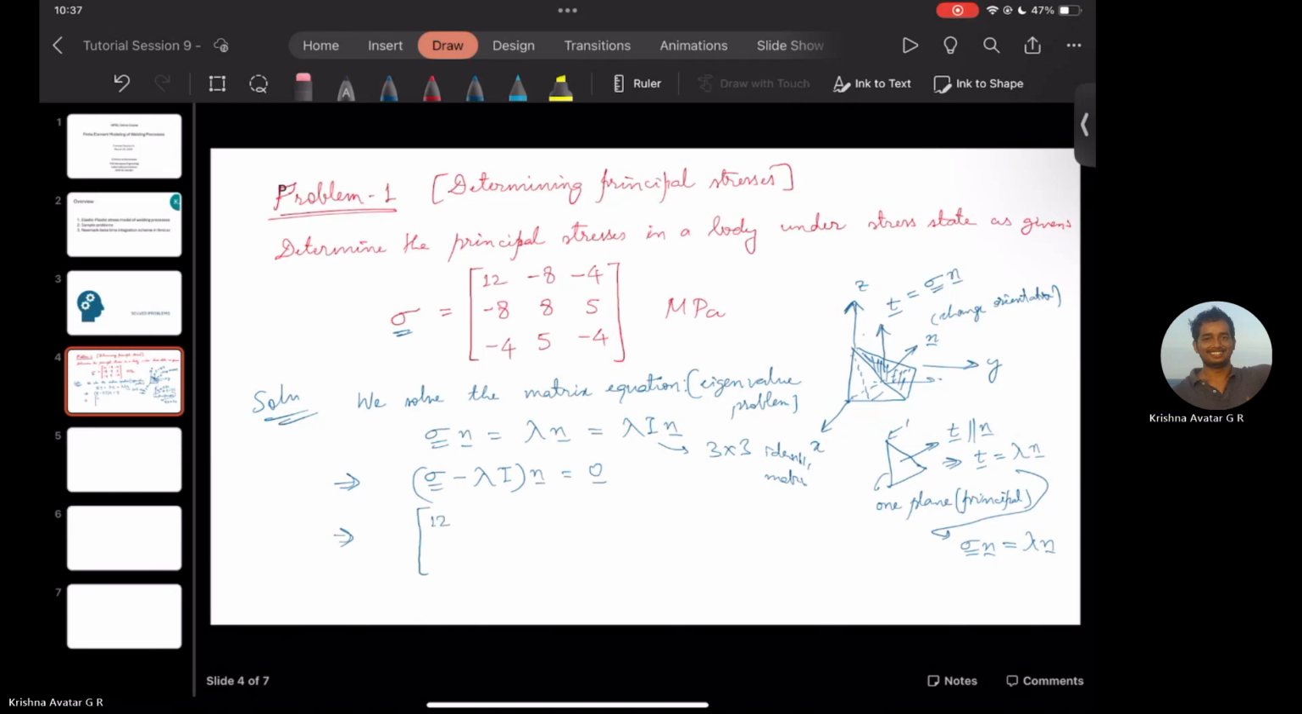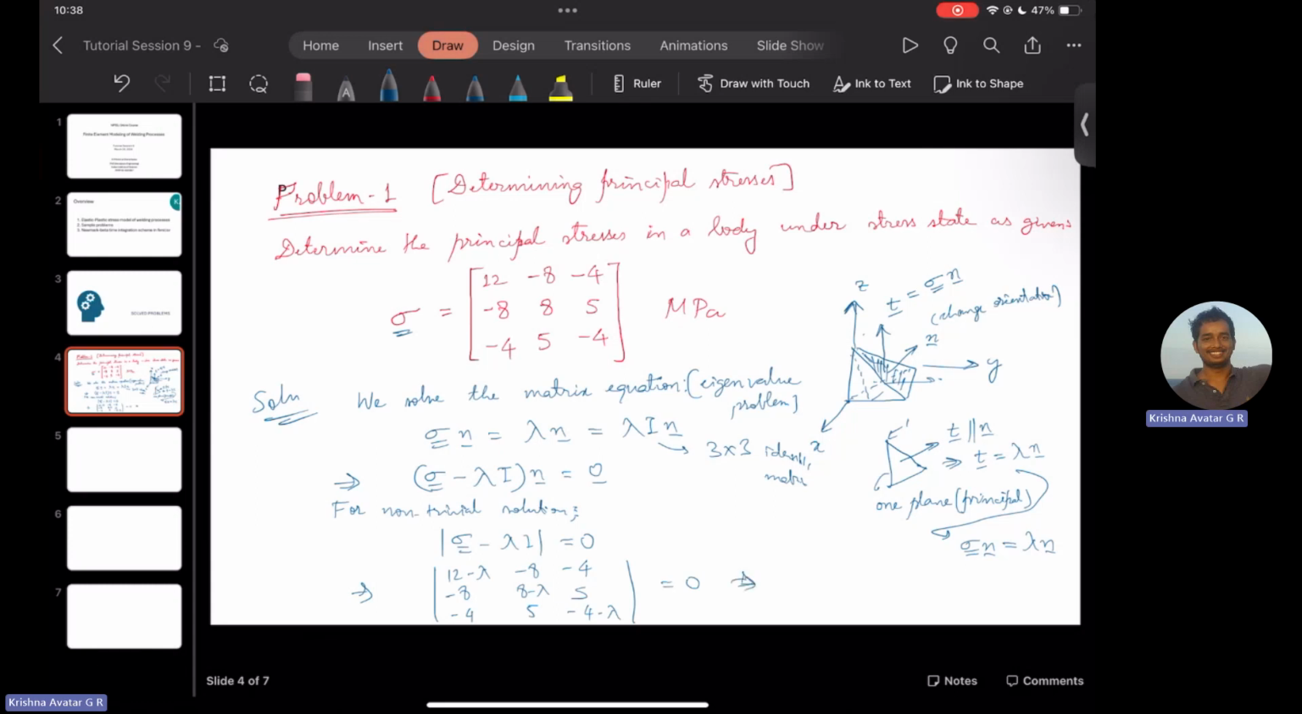For a non-trivial solution, the determinant of sigma minus lambda I is equal to 0, right? So this gives us 12 minus lambda, minus 8, minus 4; minus 8, 8 minus lambda, 5; minus 4, 5, minus 4 minus lambda, is equal to 0. This is the equation that we have to solve. This will give us a cubic equation in lambda.